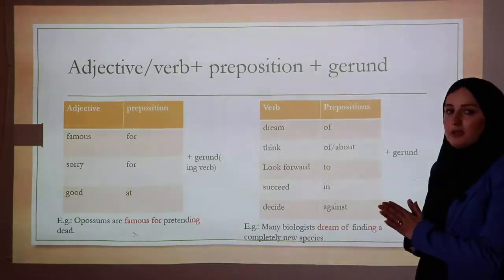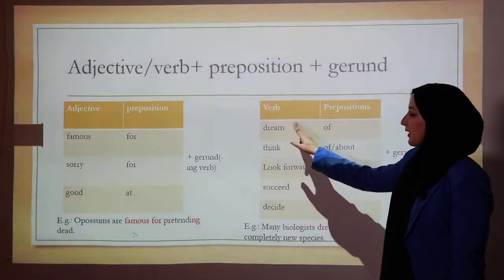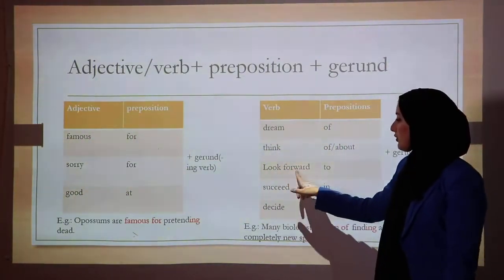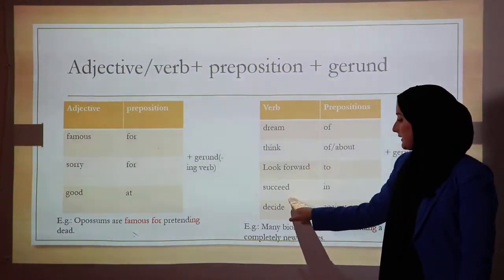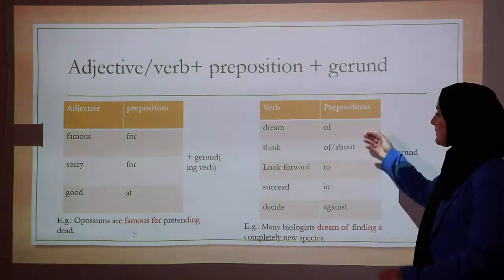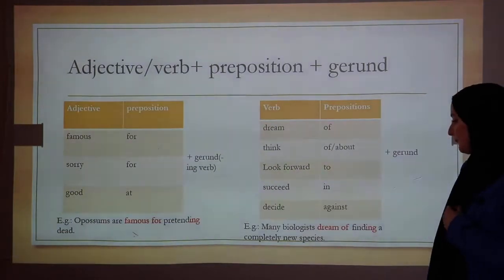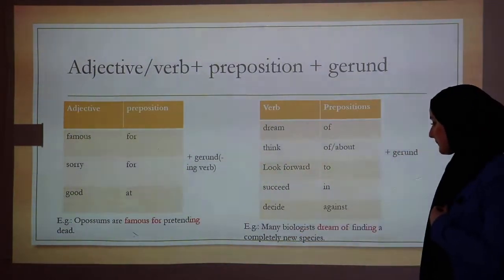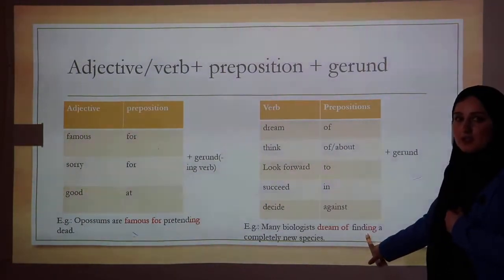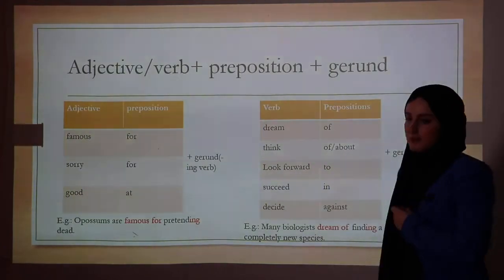In the second table, we have some verbs and some prepositions. Dream of, think of or about, look forward to, succeed in, and decide against. These prepositions are also followed by gerunds. Let's see the example. Many biologists dream of, and we should put the verb in the ing form, the gerund, of finding a completely new species.